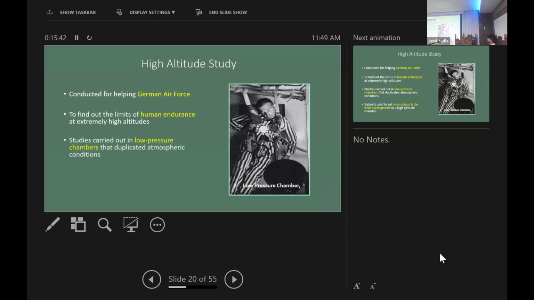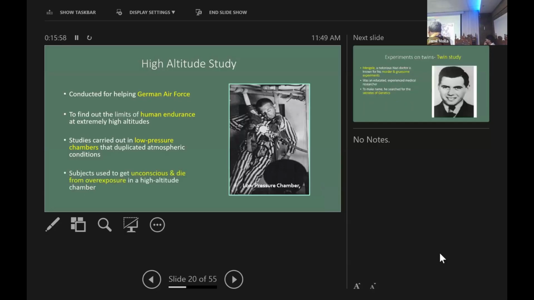In Germany, to help the German Air Force, they studied human endurance, how a human being can endure low pressure conditions. To generate that knowledge, they conducted this high altitude study. And with overexposure, most of the time, people used to die.